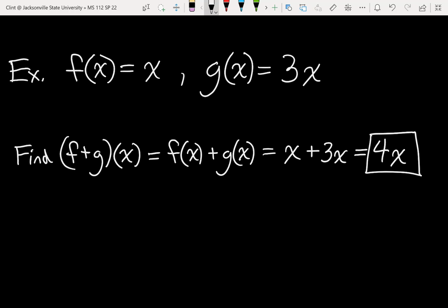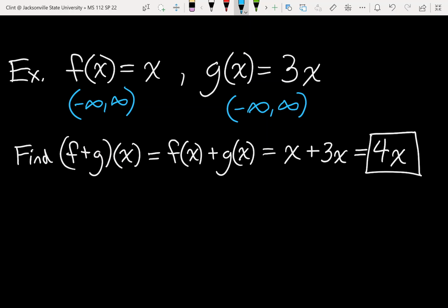What about the domain? Okay. So, to figure out the domain of our new one, we need to think about the domains of the two we started with. So, the domain of f, do we have a square root in f? Do we have a variable in a denominator? So it's all real numbers. It's just negative infinity to infinity. Okay. For g, we don't have a square root. We don't have a variable in the denominator, so our domain for g is just negative infinity to infinity.